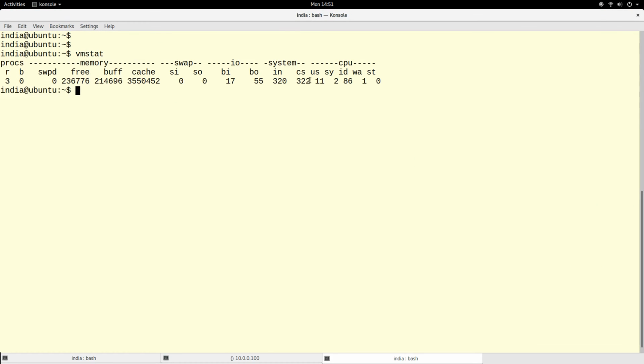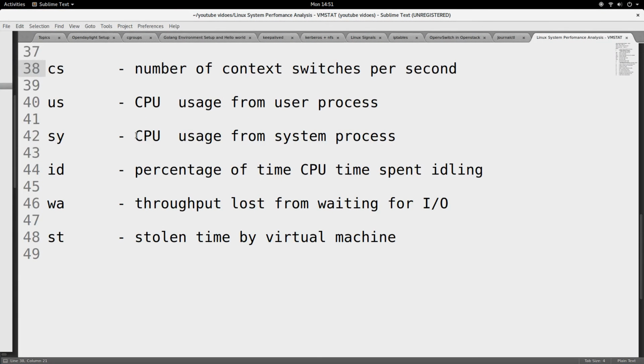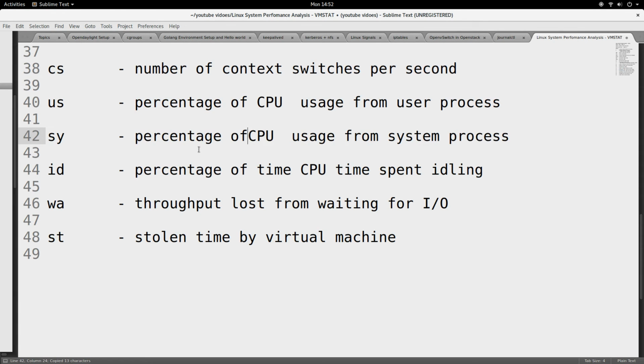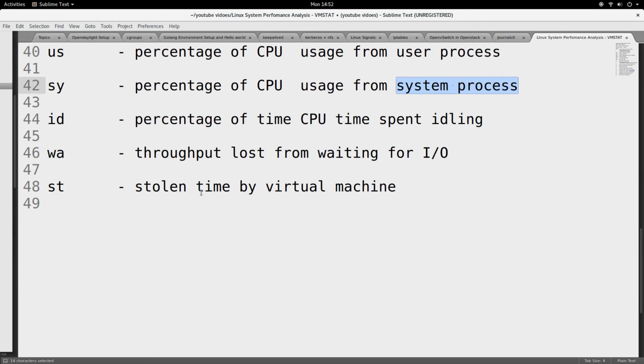So the next one we have is US. US stands for the percentage of CPU used in the user space. As you know, the Linux system is divided into the user space and the kernel space. The next one is SY, which is system. It stands for the percentage of CPU used in system space, that is basically kernel space.